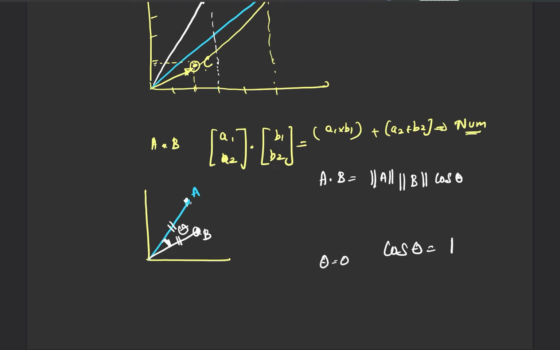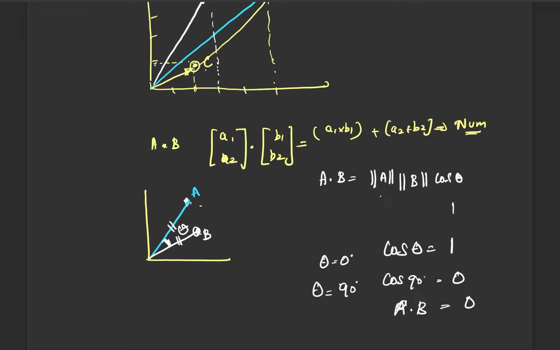Whenever theta becomes 0, cos theta becomes 1, and the value is very high. When I replace cos theta with 1, the dot product is equal to the product of the norms of the two vectors A and B. On the other hand, let us assume that theta is 90 degrees. Then cos 90 is equal to 0, and the dot product A dot B becomes 0.